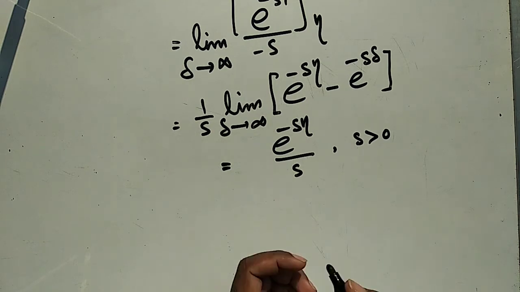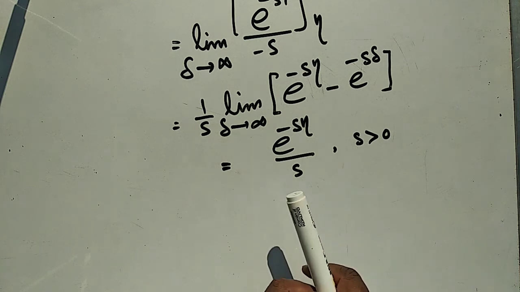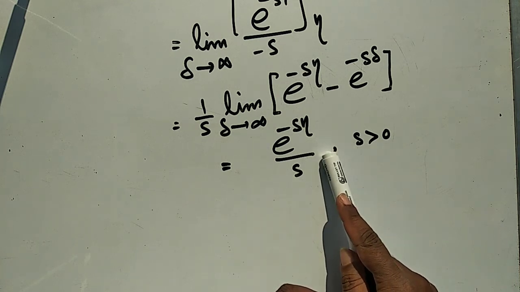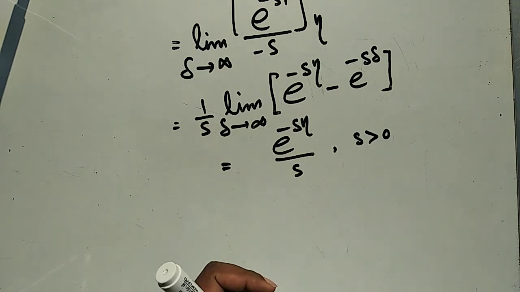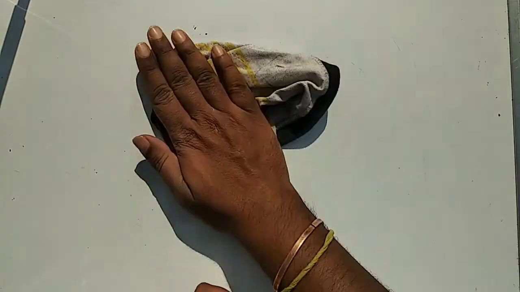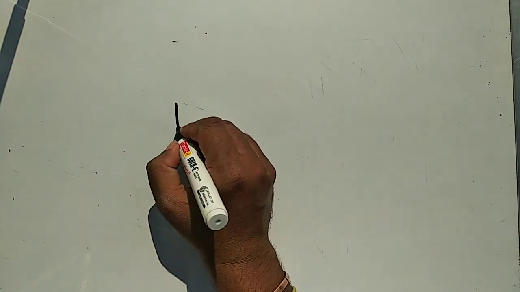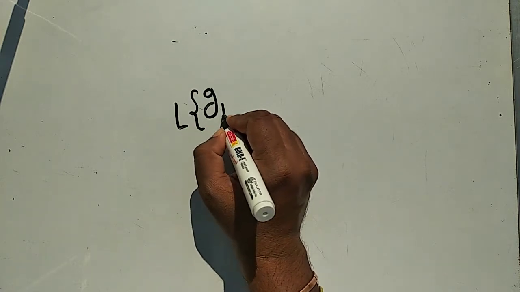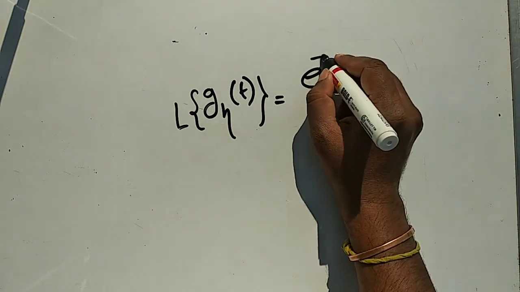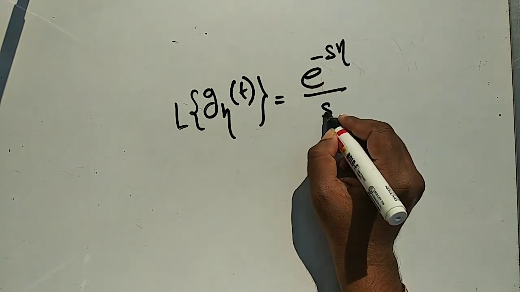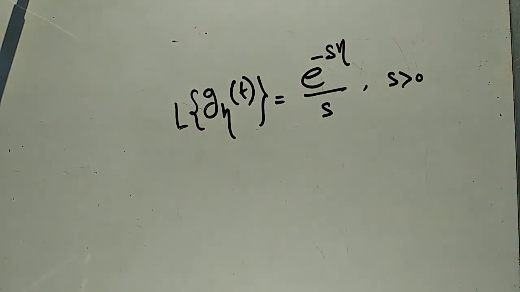ठीक है. So what does it mean? The Laplace transformation of unit step function is e to the power minus s eta, मतलब जहाँ पे वो स्प्लिट हो रहा है फंक्शन, divided by s. So precisely if I write this one, L of g eta of t. ठीक है. So this is the Laplace transformation of unit step function. ठीक है.